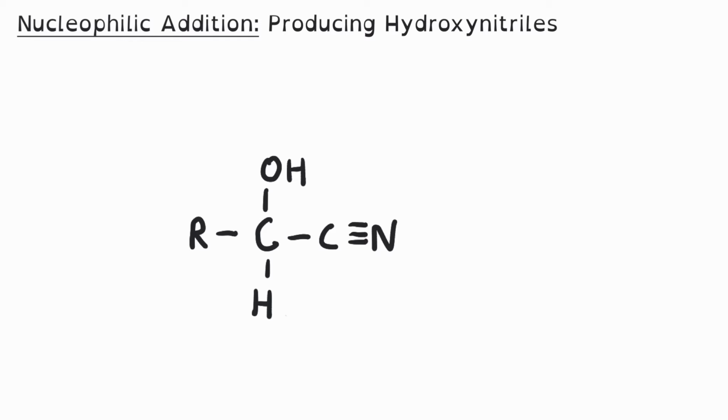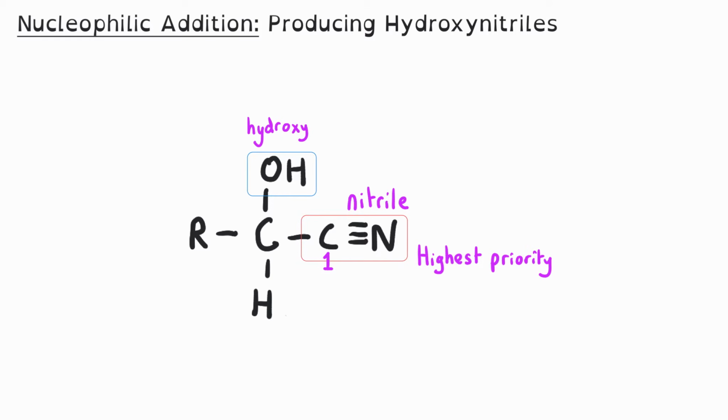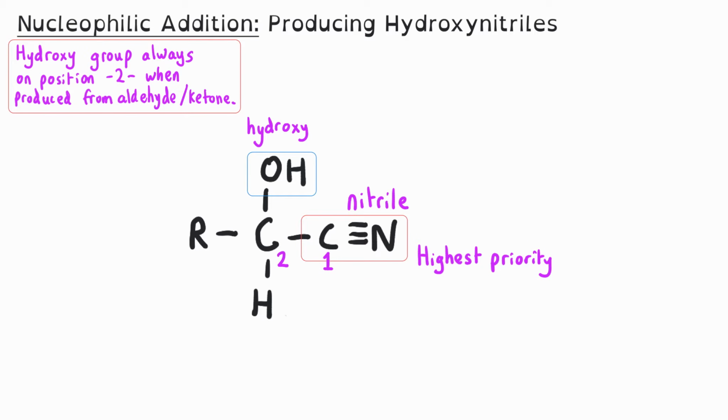The nucleophilic addition mechanism can be used to produce hydroxynitriles. And hydroxynitriles are a family of organic chemicals that have got 2 distinct functional groups. First of all, we've got the nitrile functional group. And within the hydroxynitrile, the nitrile has got the highest priority because of that triple bond between the carbon and the nitrogen. And so that means that the carbon that is attached to the nitrogen is always treated as carbon number 1. There's also a hydroxy group, and this hydroxy group is always on carbon number 2.